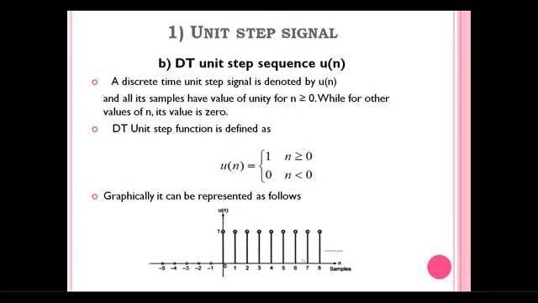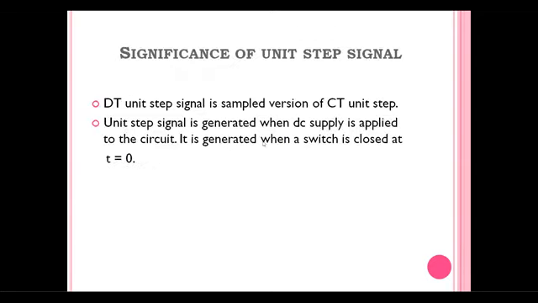So how to derive the discrete unit step signal from the continuous unit step signal? That is seen in circuit analysis. If the continuous time unit step signal is given to a circuit, and in that circuit you are connecting one switch, whenever the switch is closed at a time t equal to 0, we will get the unit step signal. The unit step signal is generated when the DC supply is applied to the circuit. So for that circuit, just assume a DC supply is applied. Whenever the switch is closed at a time t equal to 0, the signal coming to that circuit is called the unit step signal.